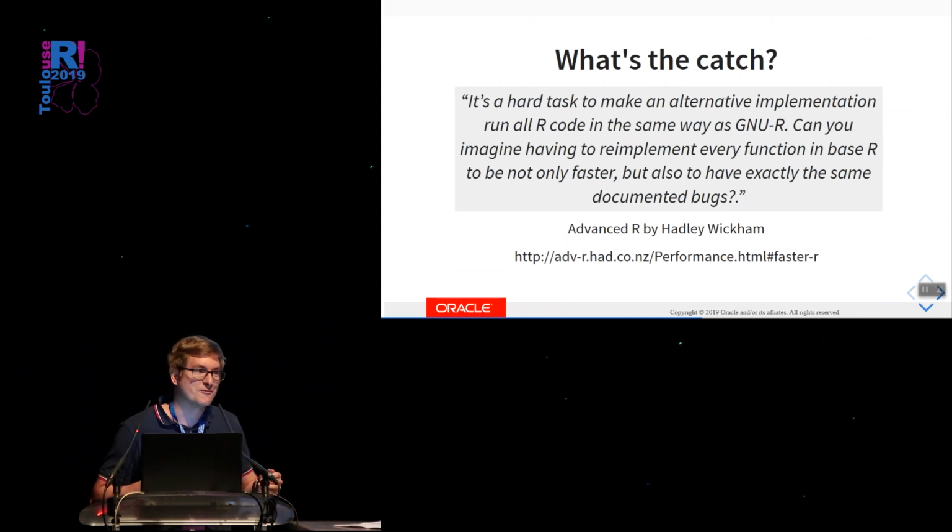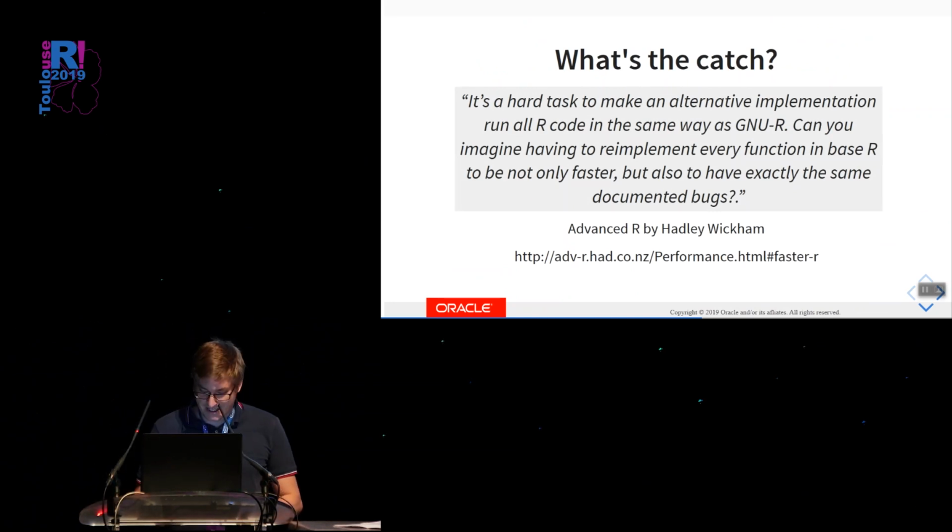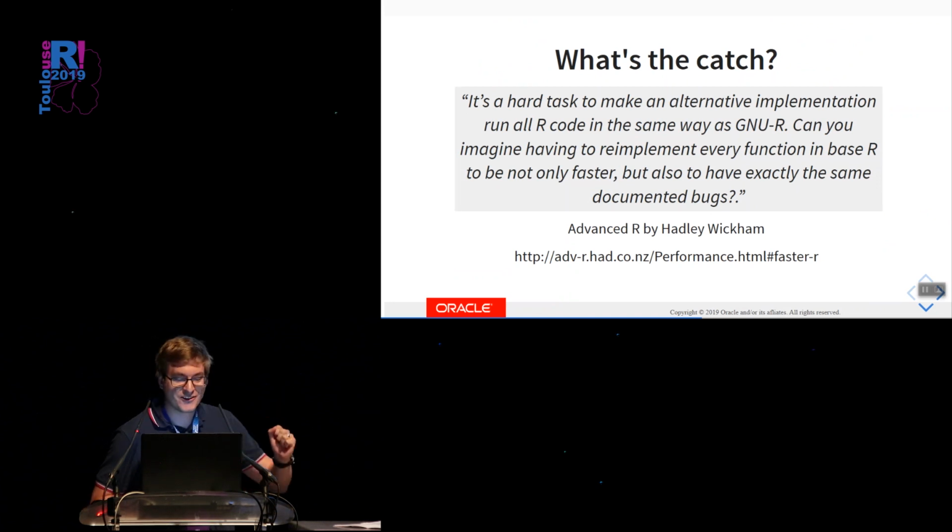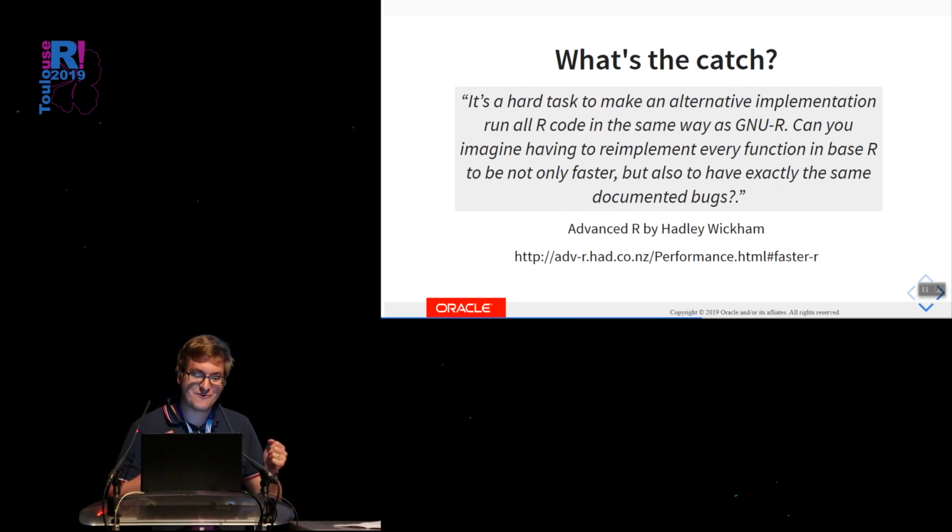So now you may ask, what's the catch? And you know, it's good to reach out to authorities. So as Hadley Wickham says, it's a hard task to make an alternative implementation. Can you imagine having to re-implement every function in base R, not only to be faster, but also to have exactly the same documented bugs? And to that, I would add exactly the same documented and undocumented bugs, because people rely upon them more often than you would think.